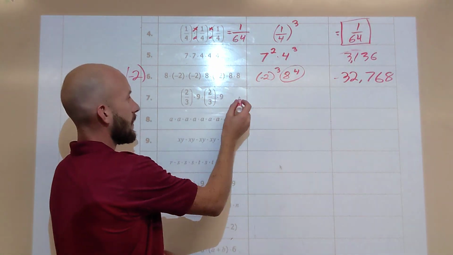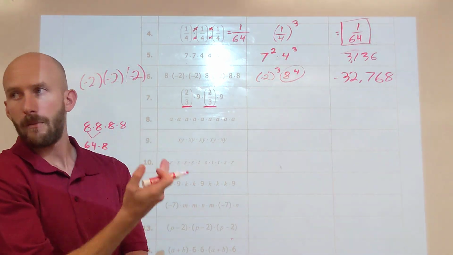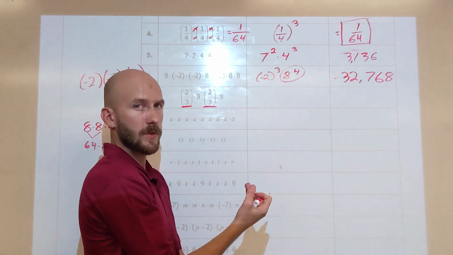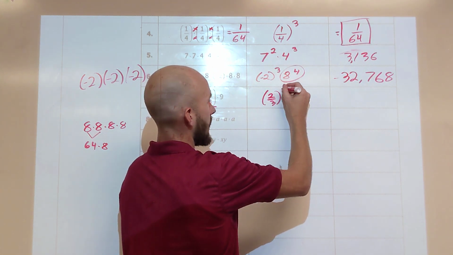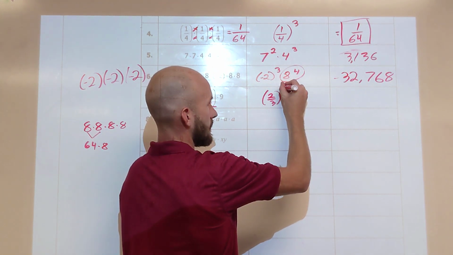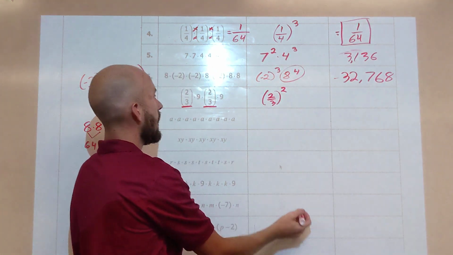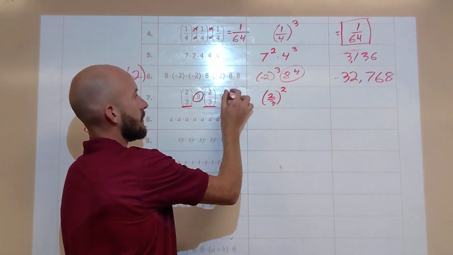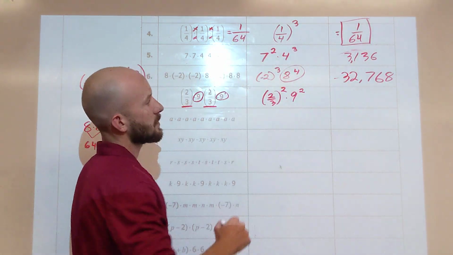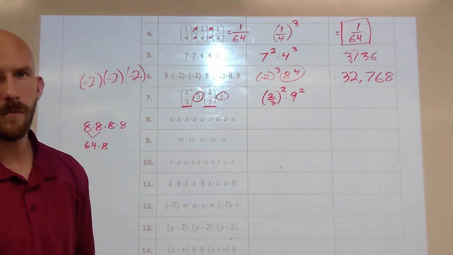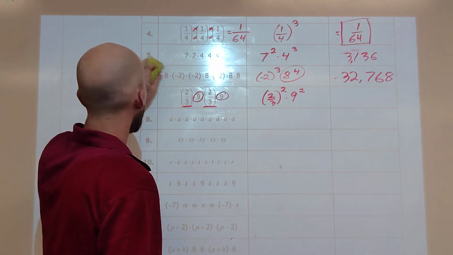All right, this is the same sort of problem. Again, just group the things that are the same together. So 2/3 is going to be the base there. And what would my exponent be on it? 2. Okay. And then I've got 9, and it would also have an exponent of 2. Okay.